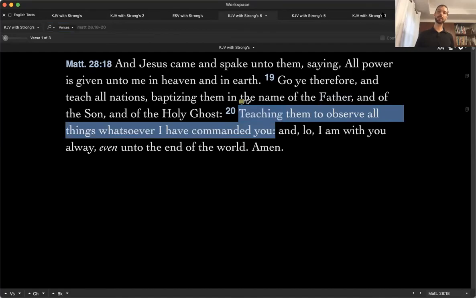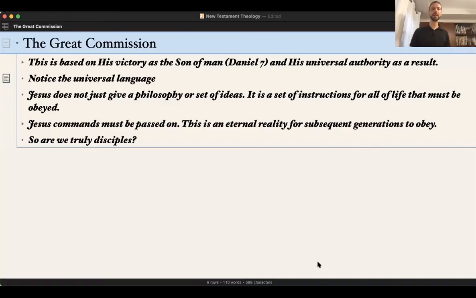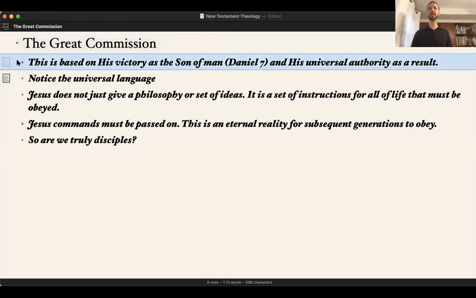Okay, a couple of comments about that that make this statement significant and why we talk about this as the Great Commission. Number one, we recognize this is based on his universal authority. Jesus Christ now reigns over heaven and earth. All things belong to him. And in fact, that's expressed in very universal language. I'd like you to notice about the Great Commission passage, the words all and every and the universal notions.